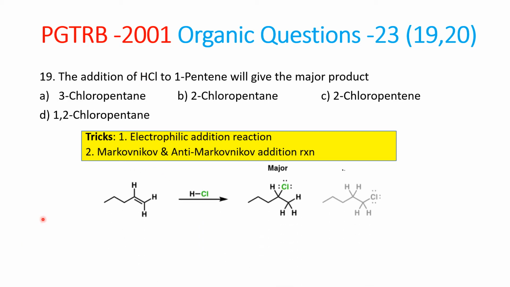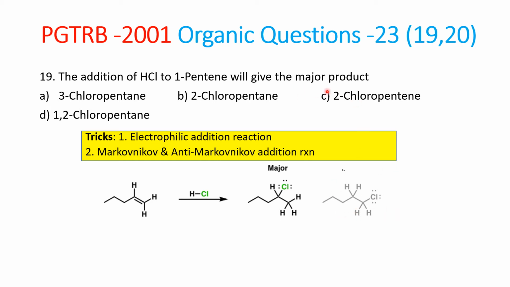See here, this is a double bond. H is there and Cl is there. Here two hydrogens are there, so this hydrogen is going to add to this carbon, that is Markovnikov rule. So we will get this product. This is the major product according to the Markovnikov rule. If you go by anti-Markovnikov rule, what will happen? Cl adds to the carbon with the larger number of hydrogens. That is anti-Markovnikov rule, so this will give a minor product only.